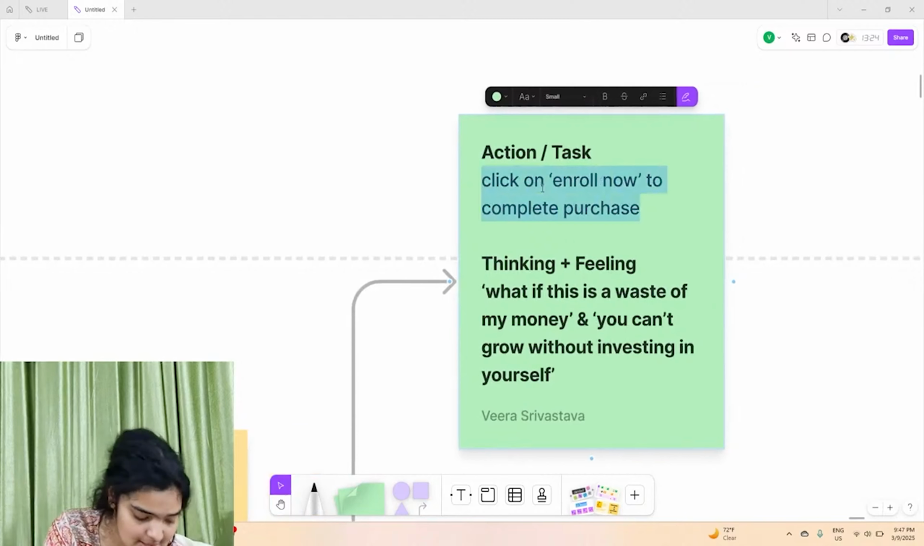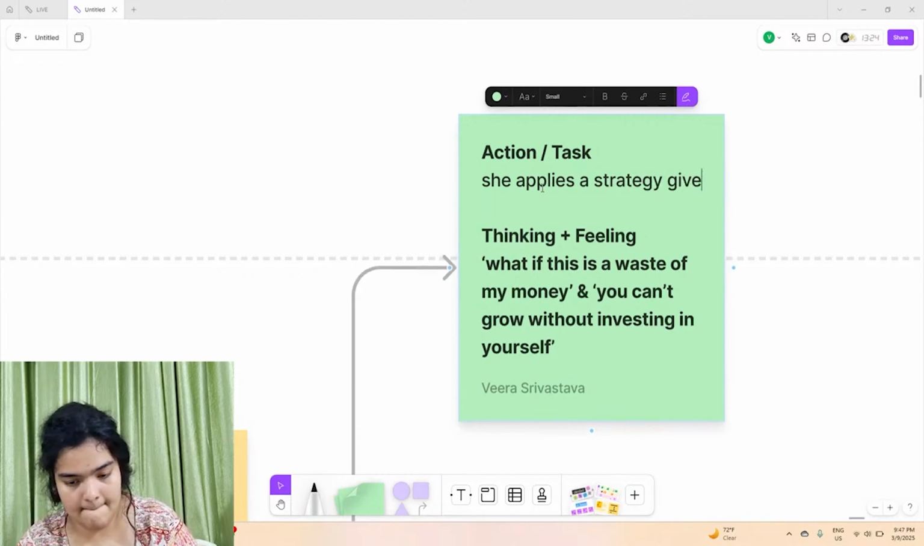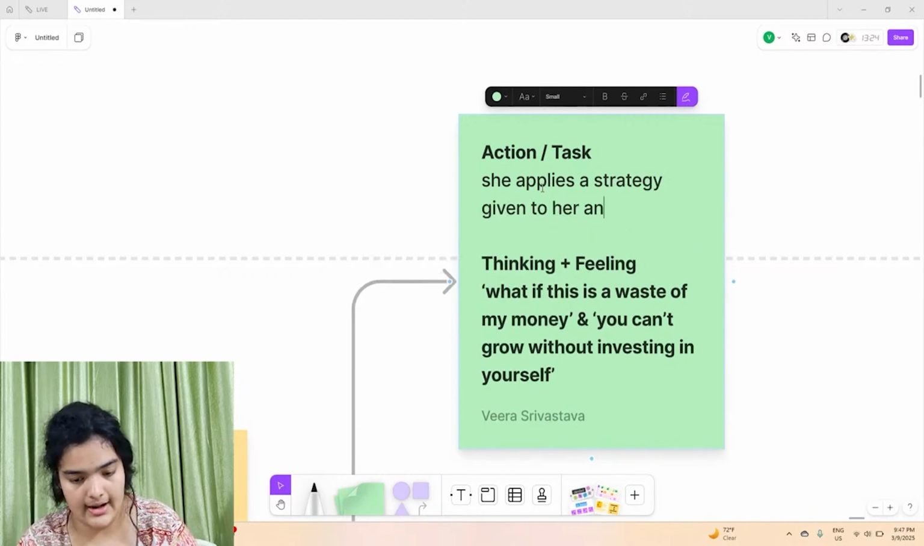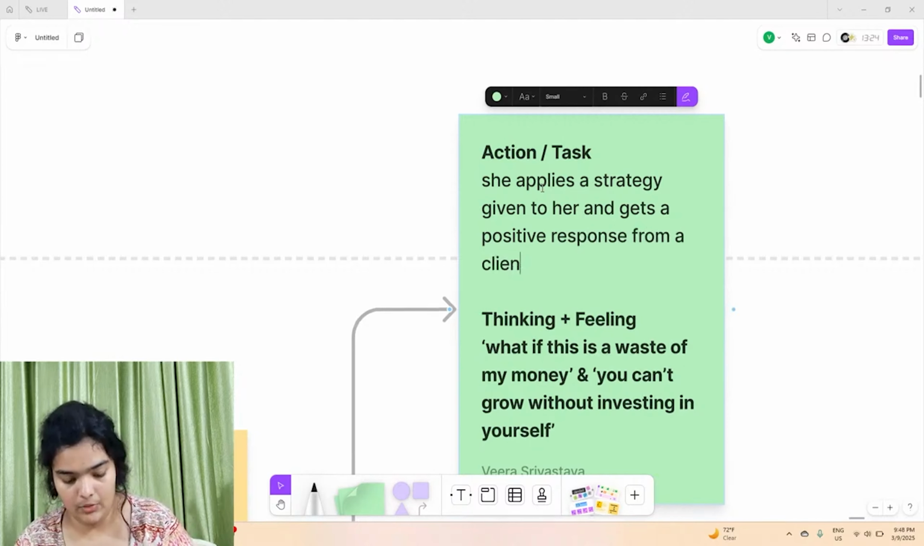The next thing that happens is she applies a strategy from the tool and gets a positive response from a potential client. So she applies a strategy given to her and gets a positive response from a client. Good for her.